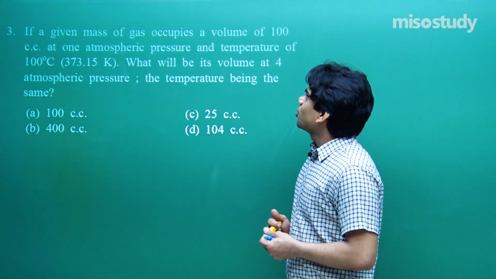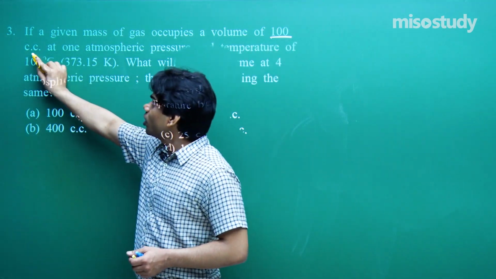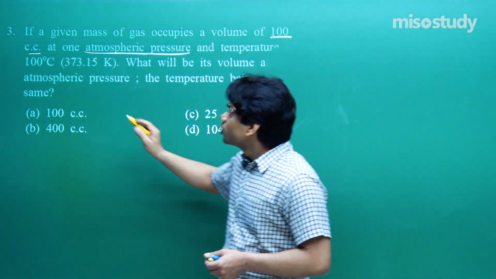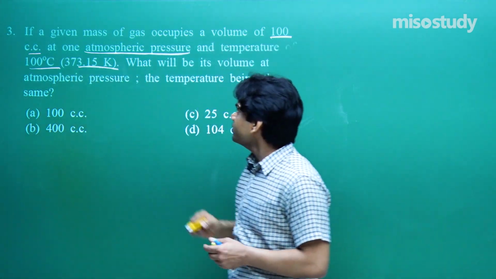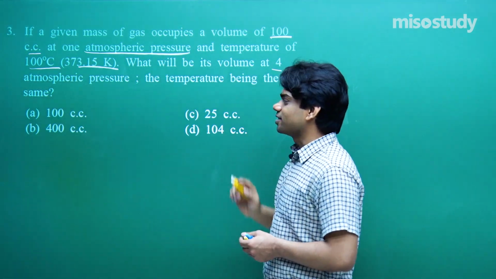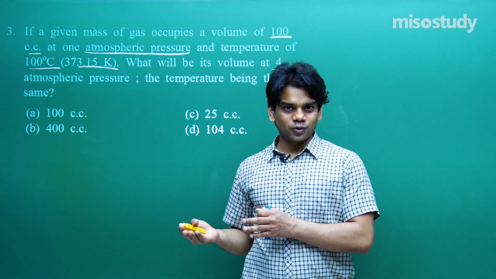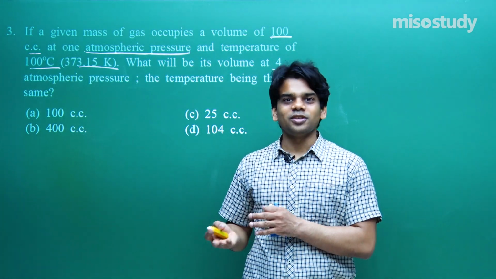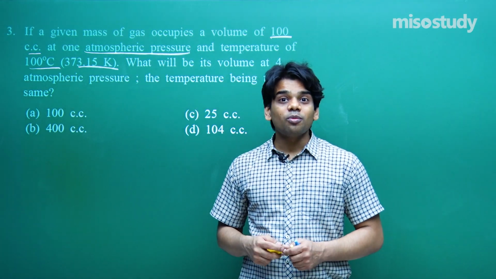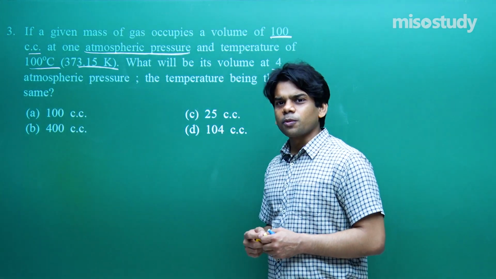If a given mass of gas occupies a volume of 100 cc at 1 atmospheric pressure, so volume is provided, pressure is provided, and a temperature of 100 degrees Celsius, so temperature is also provided. What will be its volume at 4 atmospheric pressure, the temperature being the same? So temperature being the same, no need to worry about what law you are going to apply. If you know the ideal gas equation, you can apply it directly to reach the result. Otherwise, you can apply Boyle's law, constant temperature, that I have told you. In that case, pressure and volume are inversely proportional to each other.